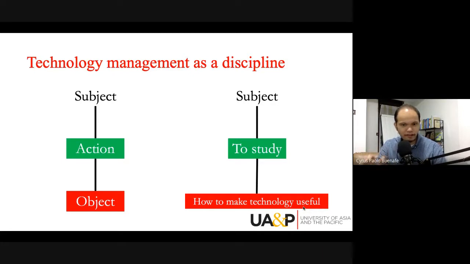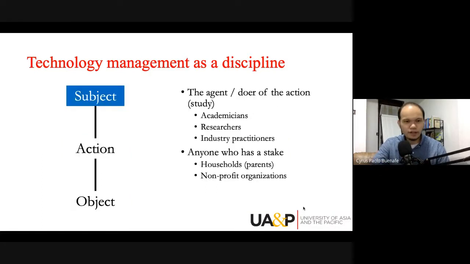Now, if you see this schematic, we have the object pinned down: how to make technology useful. We have our action, of course, to study technology management. Now we're missing the subject, the actor, the protagonist. Who's that protagonist? The subject, the doer of the action. Well, that would be you and me. And curiously, it's not just limited to a specific profession or a specific specialist. I would even say everyone needs to study technology management.